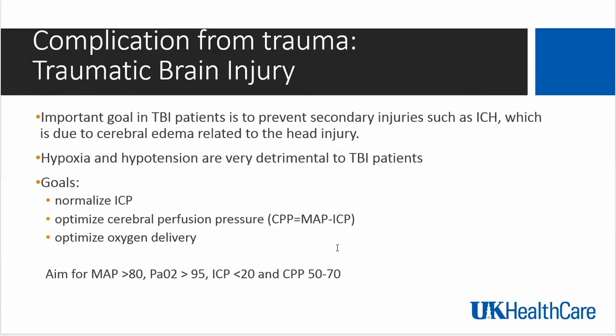You should aim for a mean arterial pressure of greater than 80, a PaO2 of greater than 95, an ICP less than 20, and cerebral perfusion pressure of 50 to 70.